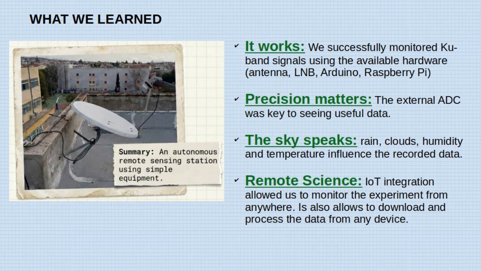In conclusion, we successfully built a low-cost monitoring system capable of resolving both long-term and short-term variations. In the process, we learned a lot of things. First, precision is important, as the variations are subtle and on many scales. The use of the external ADC was very important. Second, the sky speaks. This means that rain, clouds, humidity, and temperature all influence our data. And third, we have learned how valuable cloud integration is. We have learned a lot about coding as well as the physics involved.